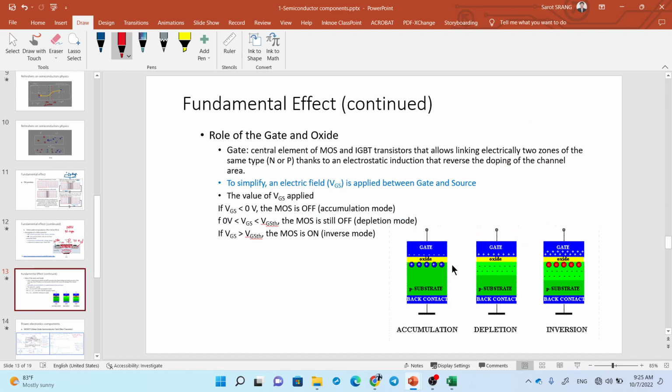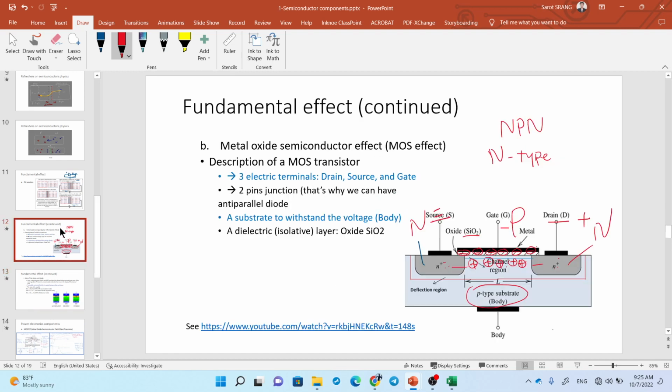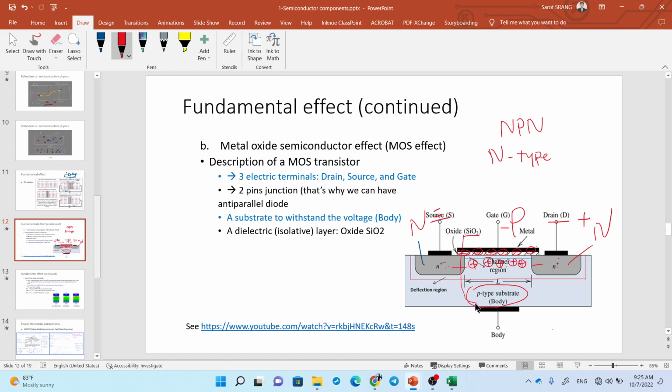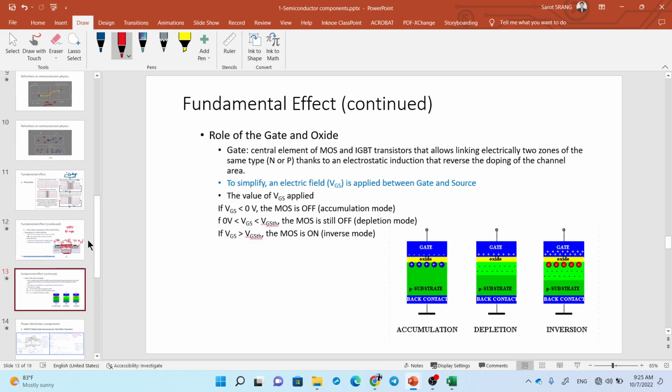Yeah, so this one is just another explanation, just like this one actually, but it only shows around the zone. So I don't need to explain it here again.